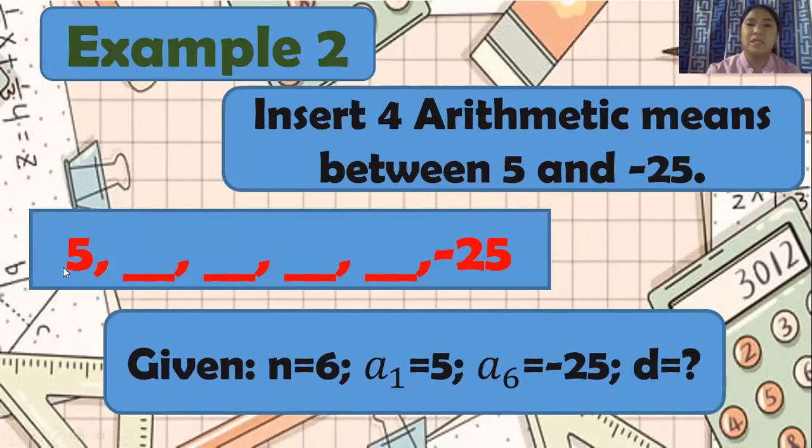How can we have n, which is 6? Bibilangin natin ilan lahat ng terms: 1, 2, 3, 4, 5, 6. So we have 6. Now, what about a sub 1, which is 5? Obvious naman, 5 is our first term. A sub 6 is -25, which is the last term. Pang-anim siya, di ba? Kasi nga n is 6. Now, the problem is the difference. What is the common difference ng ating arithmetic sequence? Importante yan in order for us to find out what will be the number that we're going to add to the first term to find the second term, the third, the fourth, and the fifth. The sixth is already given, so hindi na natin hahanapin.